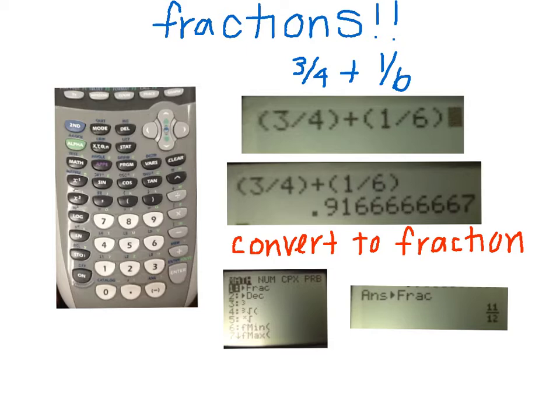Exact answer, I mean. What I'm going to do is convert this into a fraction. The way I'm going to do that is press the math button on my calculator, and this menu comes up. I'm going to choose number 1, which says Math Frac. As soon as I press enter, it'll say Ans arrow Frac, and I'll press enter again, and it automatically changes this decimal into the corresponding fraction, and it reduces it for you.